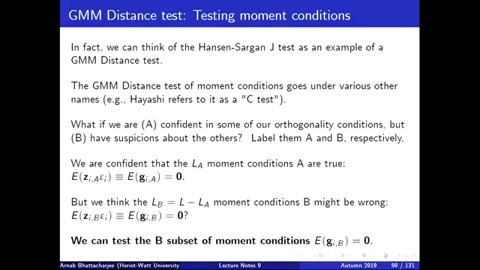So suppose we were confident in some orthogonality conditions, as we typically are in practice, but we have suspicions about others. Once again, like previously, we label them as A and B, like here. So we are fairly confident about these moment conditions, and we are not so sure about these ones. Can we test this hypothesis?